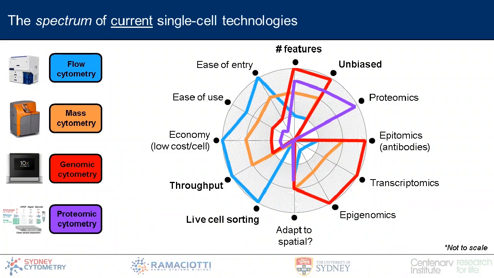And so what this reveals is that these technologies have a relationship. They all fill a slightly different part of this use case, going from higher throughput, more economic, all the way through to a higher number of features and a more unbiased approach. And so being able to effectively think about how these technologies fit together and where they're best used allows us to harness these for their maximum potential.